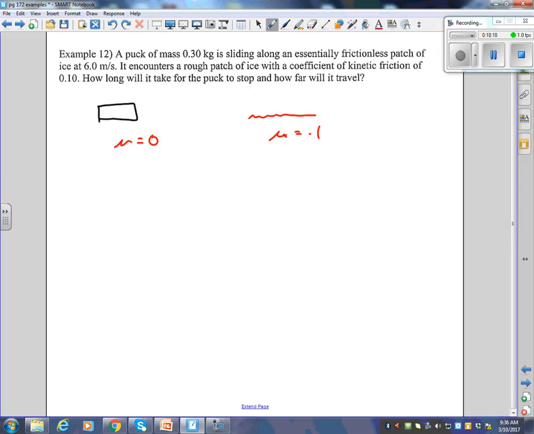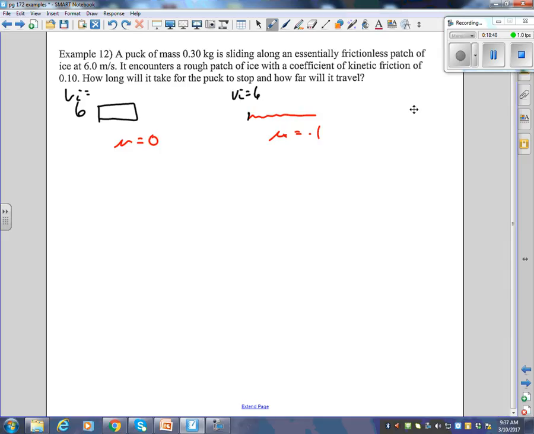Okay, so this is another one of those problems where there's sort of 2 stages, 2 things happening, kind of like the car passing the truck on the test, right? So there's the sort of 2 segments to the situation. It's moving along here. Its VI here is 6. How fast is it going when it gets to here? Also 6. It's frictionless. So the VI here is 6.